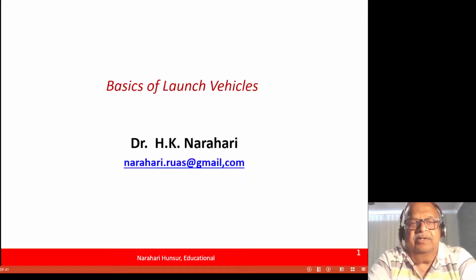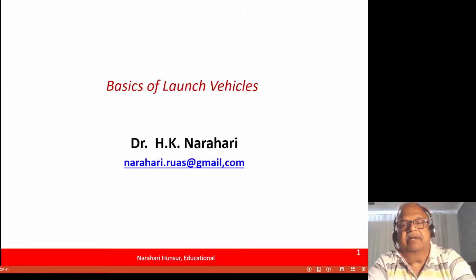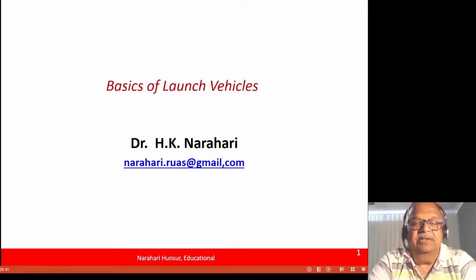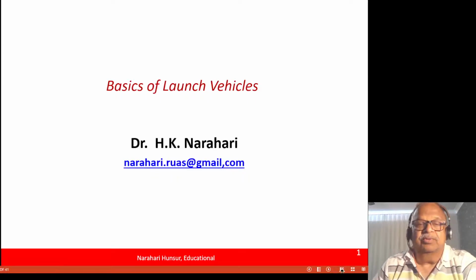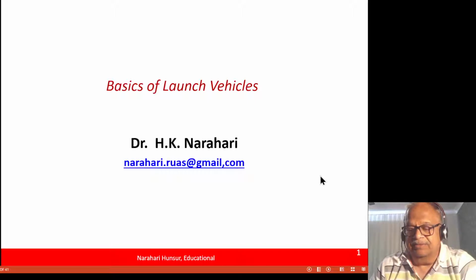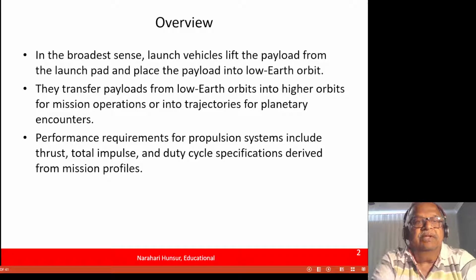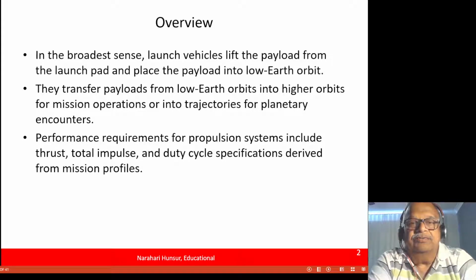Today we'll talk about basics of launch vehicles. Launch vehicles, I mean the ones you've heard from Indian Space Research Organisation or the Ariane or everything else. Basically rockets which are used to put useful payloads, sometimes warheads also, into the orbit. So basically, in the broadest sense, the launch vehicles lift payload from the launch pad and place them into, first part is low Earth orbit. From there, they can be pushed into any other orbit. We'll talk about that a little later.